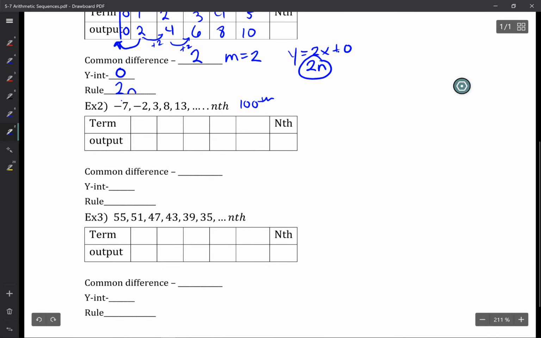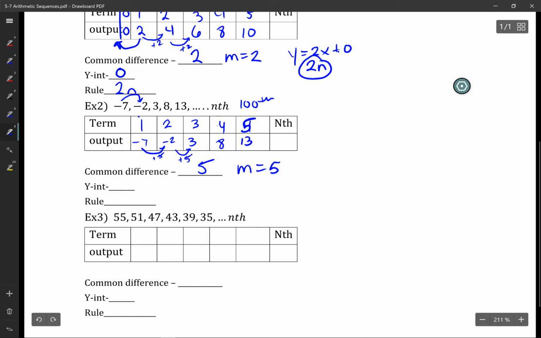Well, the first term is a negative 7. The second term's a negative 2. The third term's a 3. The fourth term's an 8. The fifth term is a 13. So what's happening? It's going up by 5 each time, plus 5, plus 5. So the common difference is 5, which makes the slope 5.